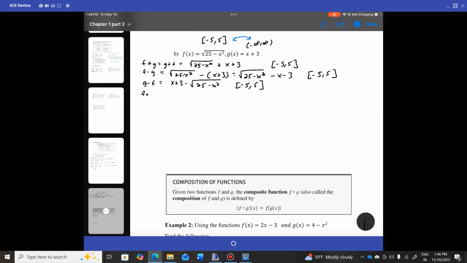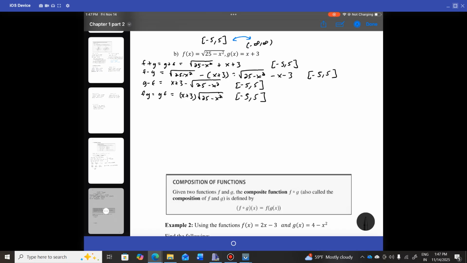f times g, same as g times f, is x plus 3 times the square root of 25 minus x squared. Not much to simplify this, and your domain stays at -5 to 5.